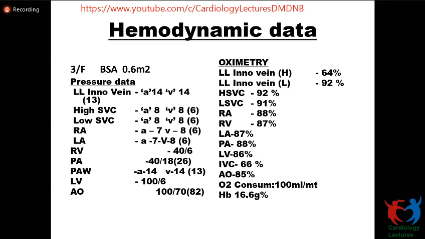Left innominate vein. A is 14, V 14. You have to say whether it is normal or abnormal. The innominate vein pressure A 14, V 14, and mean 13 is abnormal. It is elevated. Okay, very good.